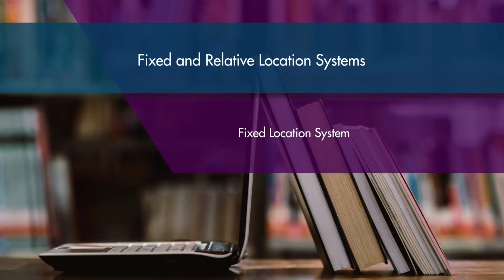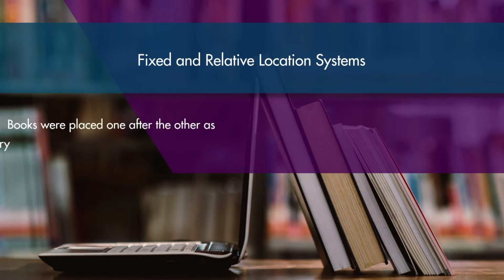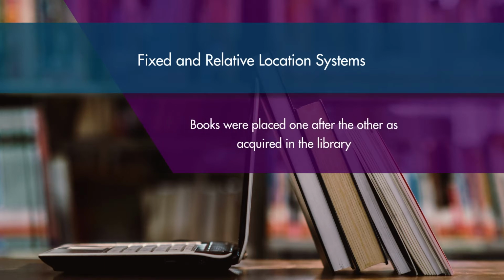We are referring to classification systems as systems here. Now what is a fixed location system? Fixed location system means that in a library the location of a book is fixed. Like you can say that we earmark different places in the library, that at this place this book will be there.